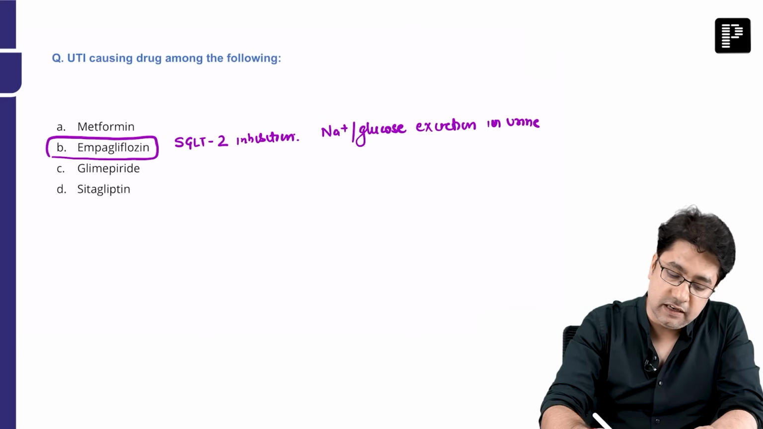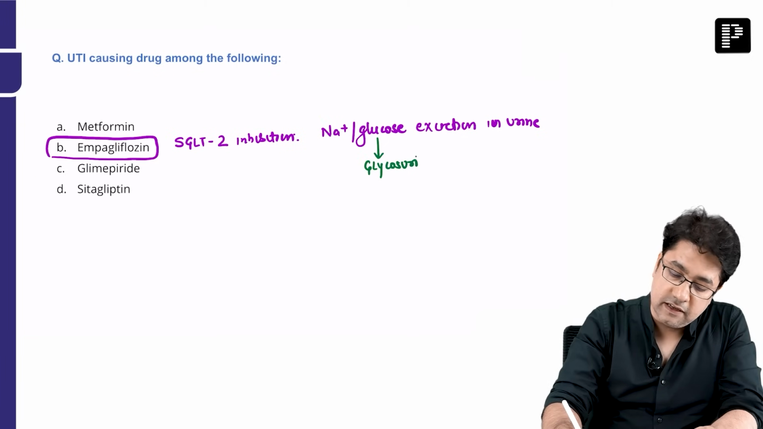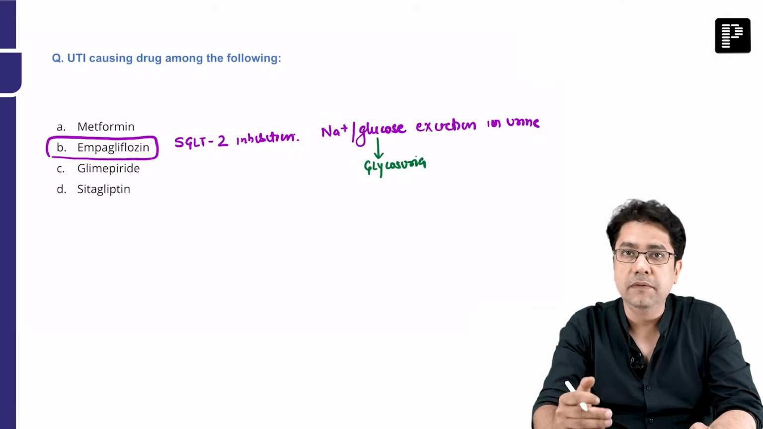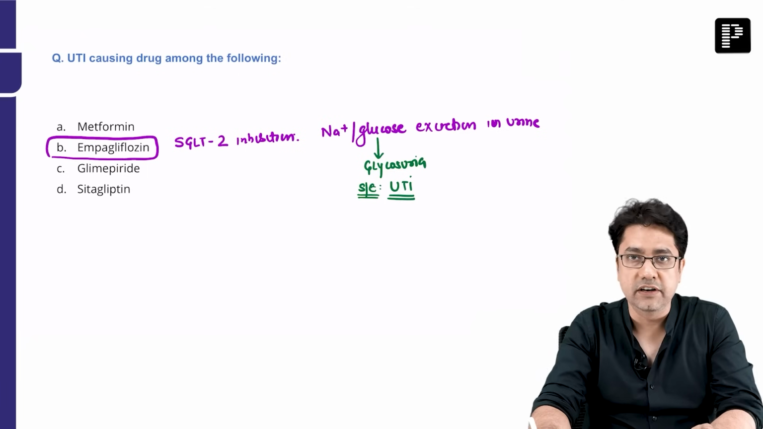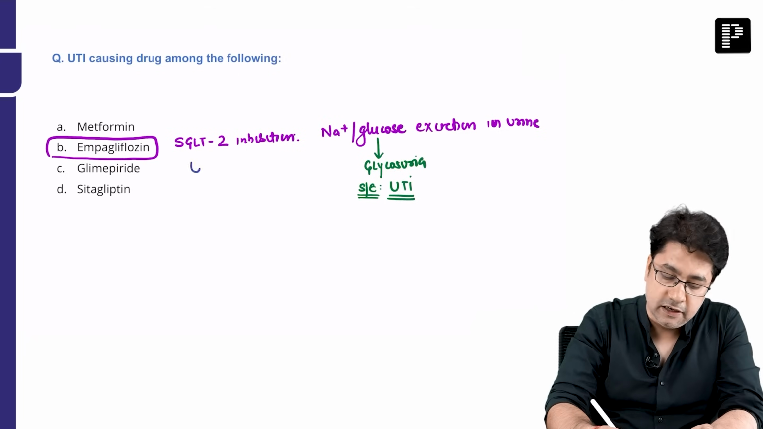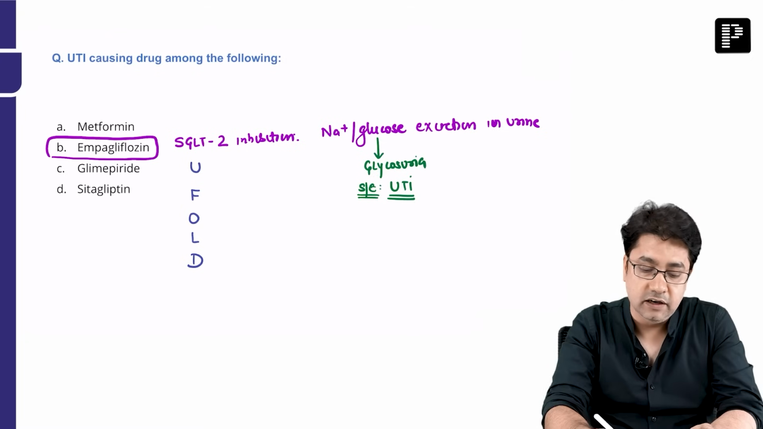Now beta, if there is glucose excretion in urine, which you call glycosuria, can we say glucose will promote the growth of microorganisms in the urinary tract? Hence, these drugs have a side effect of urinary tract infection. So we can remember all the side effects of SGLT2 inhibitors with the help of a mnemonic U-fold, which we have discussed in the regular lecture.